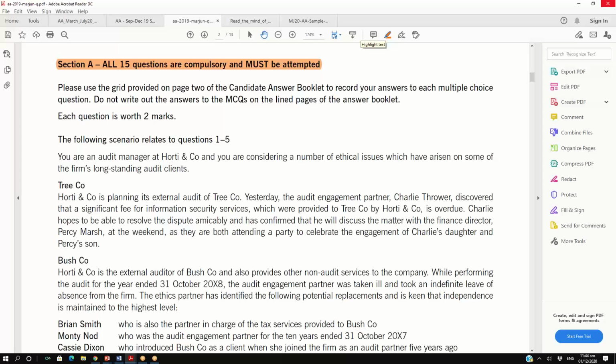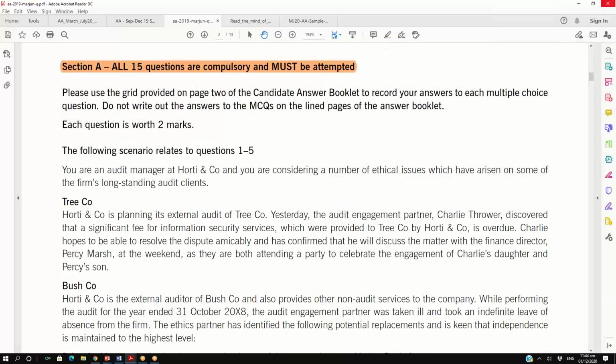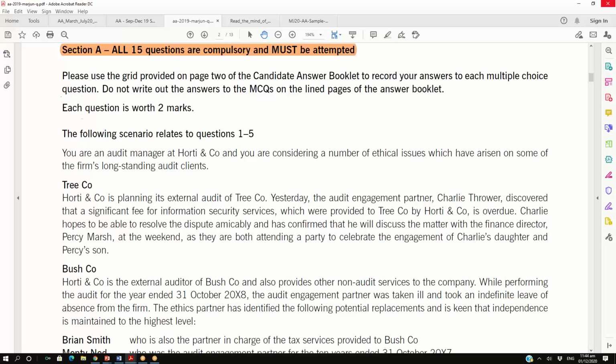Now, see over here, the examiner is carefully marking this. Each question is worth 2 marks, right? So we have in total 15 questions, multiplied by 2, we get 30 marks. Now, this is the first: the following scenario relates to questions 1 to 5. So we have the first OT case, and it has 5 questions. Then you will have the second OT case and its 5 questions, and the third OT case and its 5 questions.